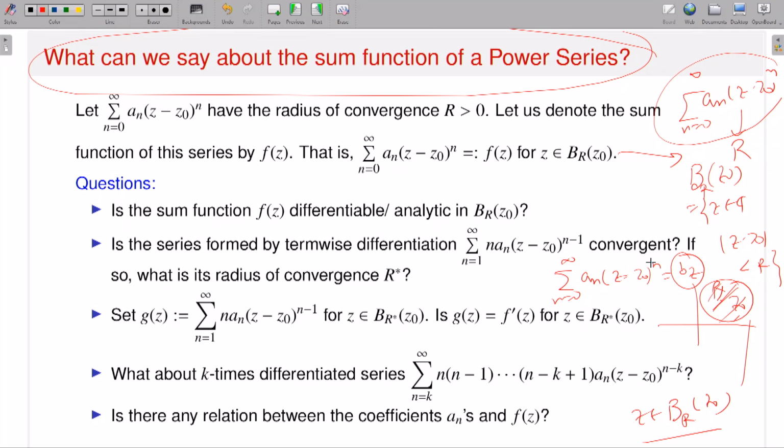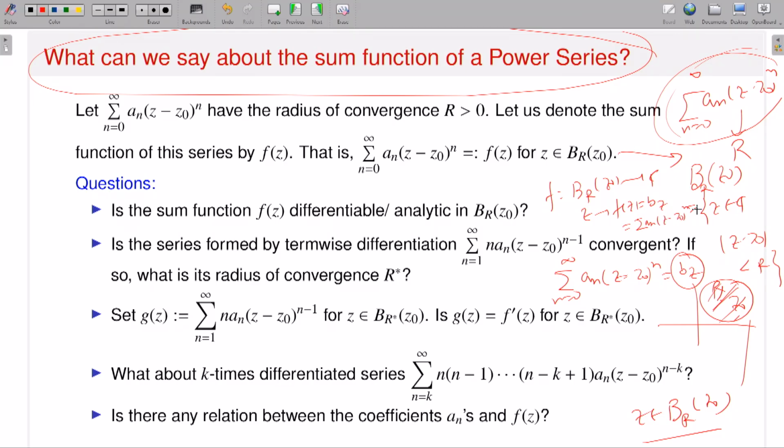So now I am defining a map. What is that map? It goes from B R z naught to C, by saying: take a z from the domain of convergence, then this power series converges because of that theorem, because r is the radius of convergence. Then z goes to f of z, which is nothing but b suffix z, which I can also write as the sum of a n times (z minus z naught) to the power n.